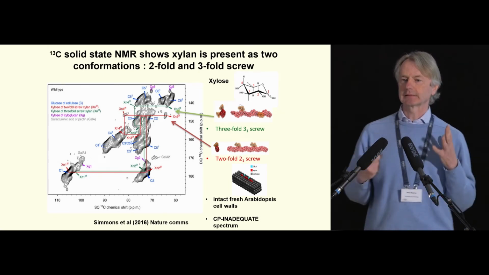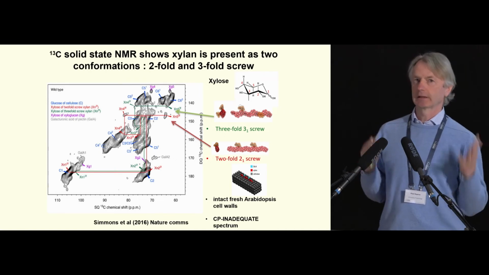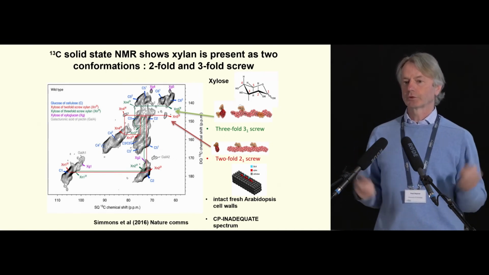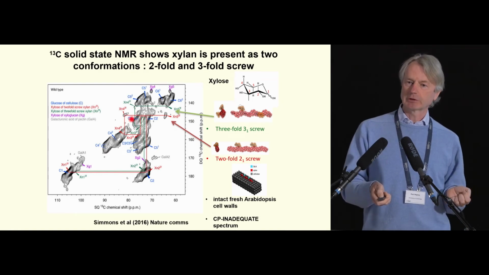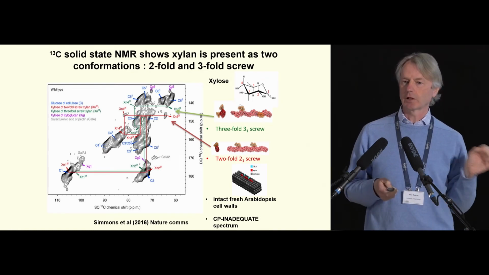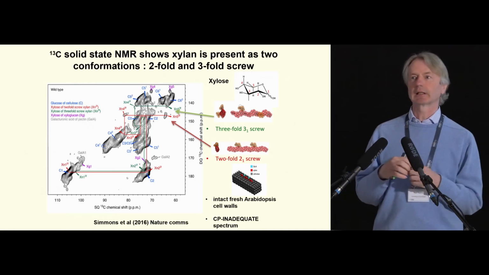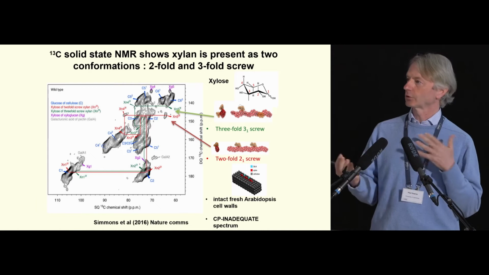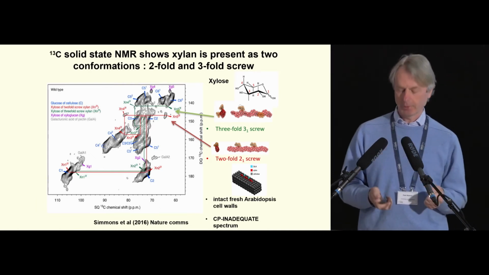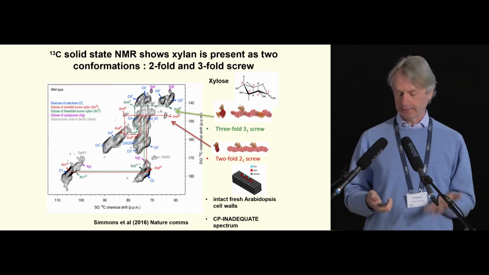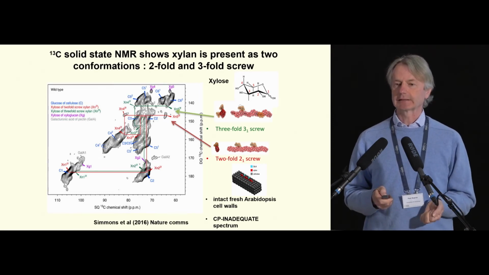That indicates that the xylan has two conformations in the wet natural material. And what could those two conformations be? A change in carbon-4 shift, and there's also a carbon-1 shift, suggests a change in the glycosidic bond angle around the 1,4 linkage in the backbone of xylan. So this is clear evidence that xylan changes its conformation in the cell wall.